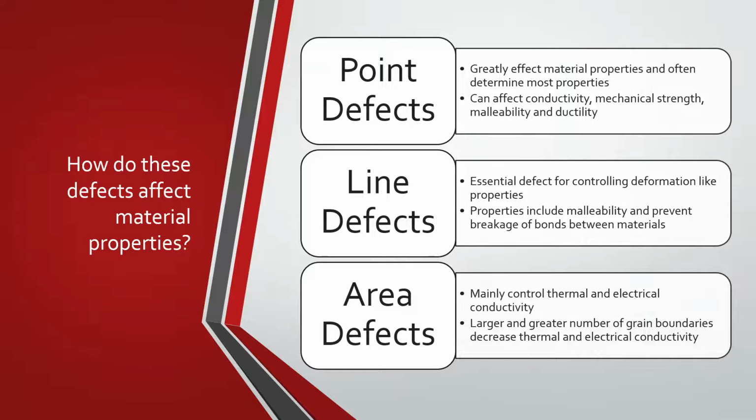And lastly, we have area defects, which mainly control thermal and electrical conduction. The larger and greater number of grain boundaries decrease thermal and electrical conductivity. You can imagine that these boundaries act as roadblocks, much like the vacancies and substitutional atoms disrupt heat flow. These boundaries will again disrupt heat flow and electron flow.